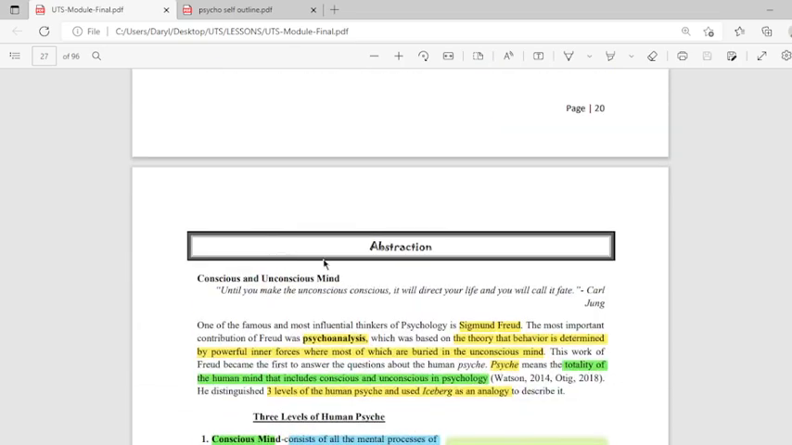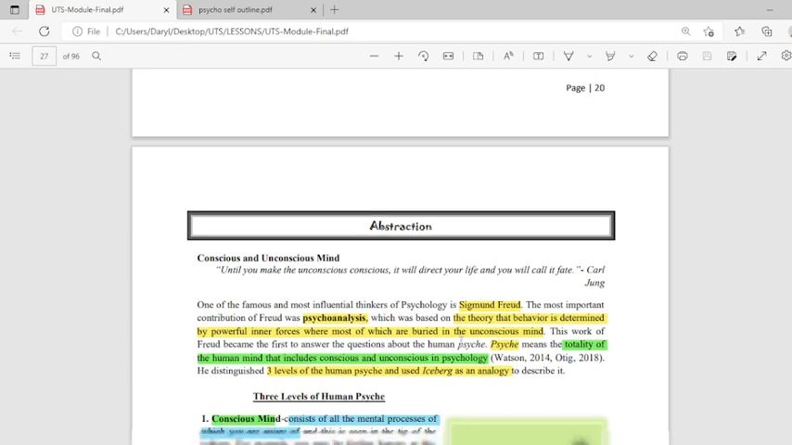Okay, so let's go directly to the concept of Freud. So Freud is a very famous psychologist, and his theory, the psychoanalysis, is one of the theories that behavior is determined by powerful inner forces, most of which are buried in the unconscious mind. Okay? So Freud is very famous, especially this theory called psychoanalysis.